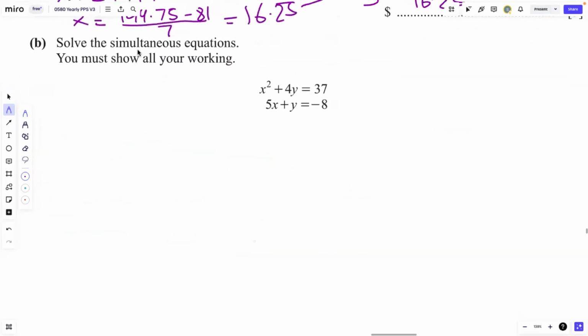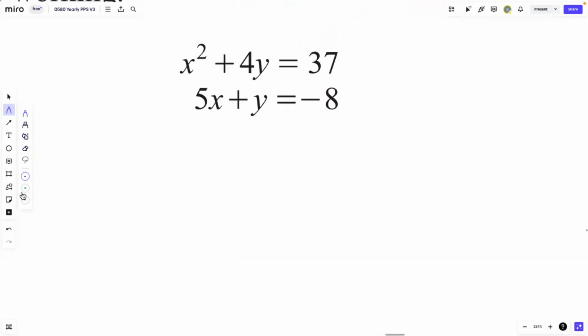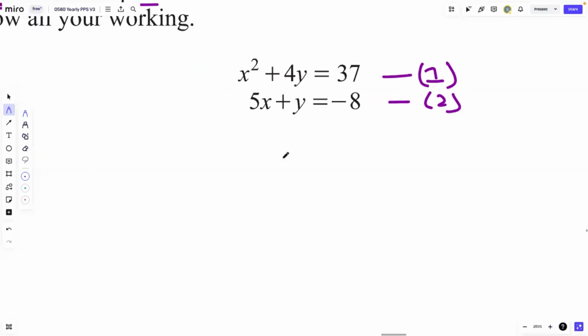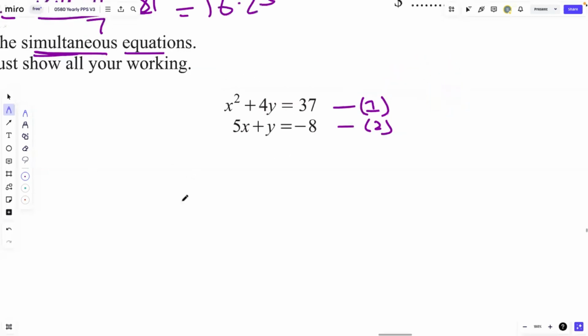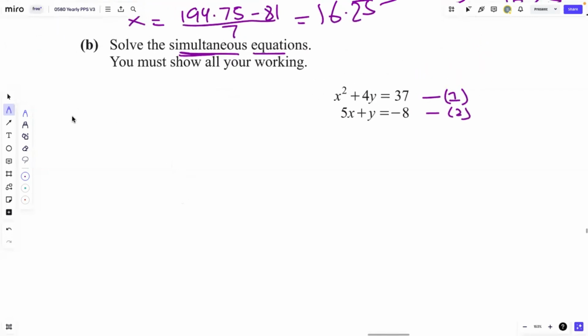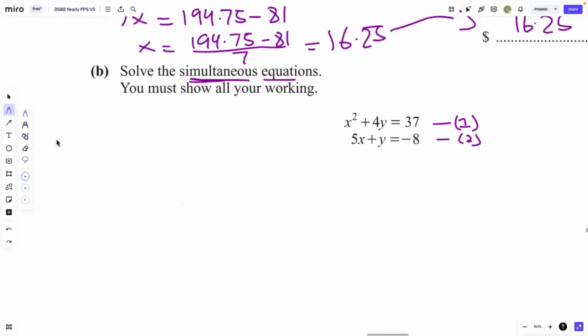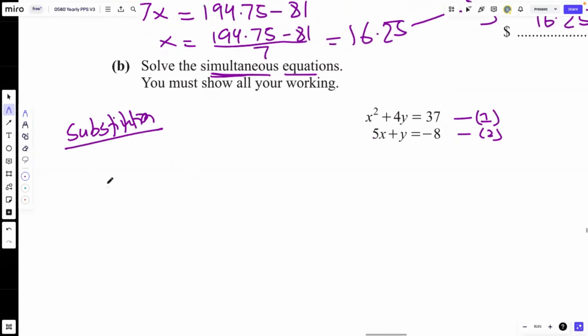Next up, we have the simultaneous equations that we're supposed to solve here. So let's do that. The best way to work around here is to actually give them numbers. That's your equation 1, that's your equation 2. So that way we can recall them much more easily. We are going to use multiple methods we can work around with. We are going to use the substitution method.